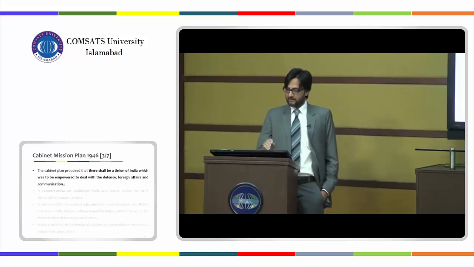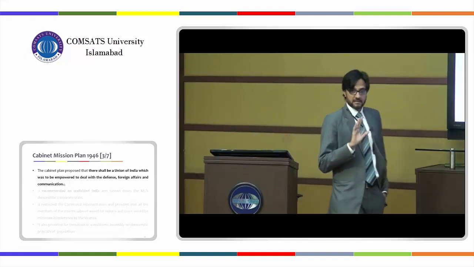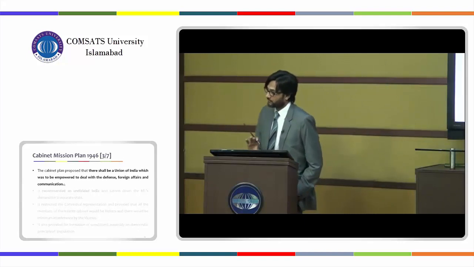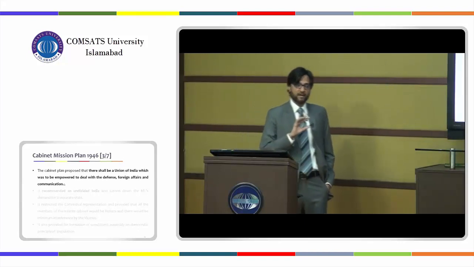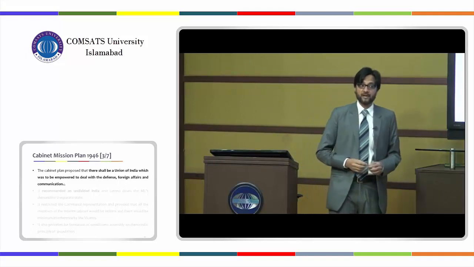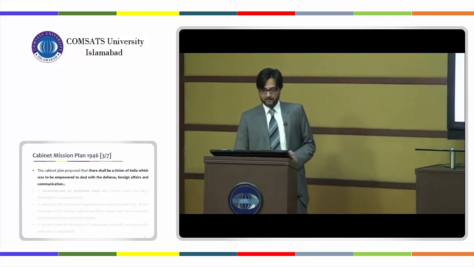What did they propose? That there shall be a union of India which was to be empowered to deal with defense, foreign affairs and communication. These three subjects would be with the center. The rest of the subjects would go to the provinces. So they were asking for a kind of India in which there would be provincial autonomy at its maximum limit.